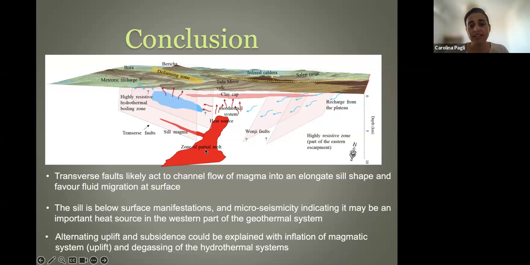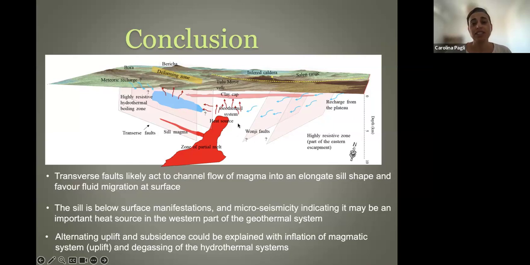Instead, these red areas are practically reconstructed from the MT, and they are the main area of deep partial melt and the heat source. In fact, the drilling that Reykjavik geothermal does is in this area because there's the clay cap, so they don't like to drill where there is no cap.